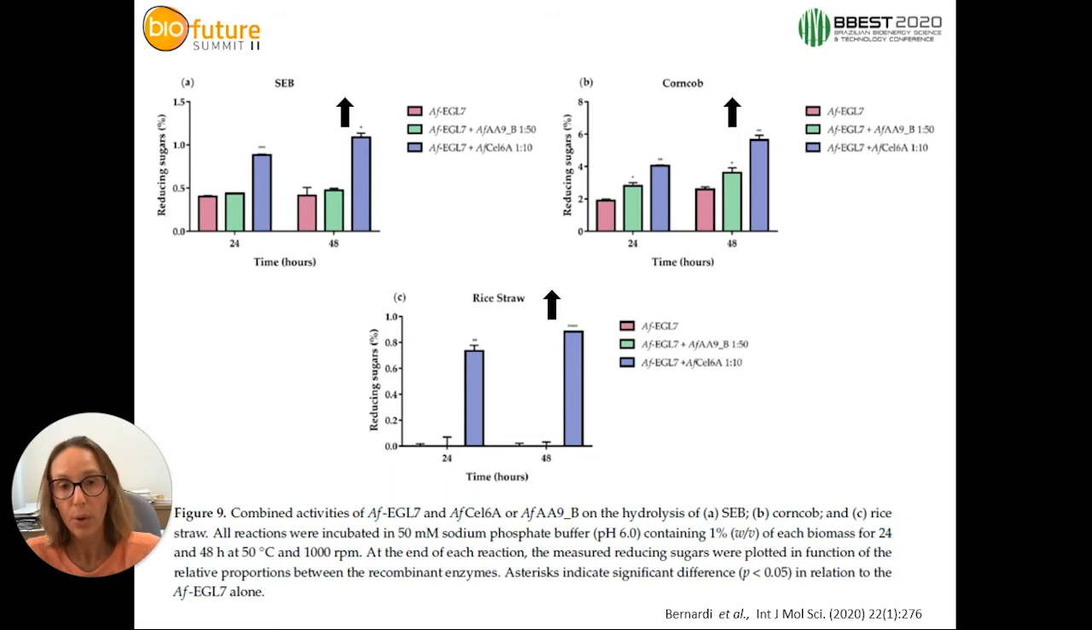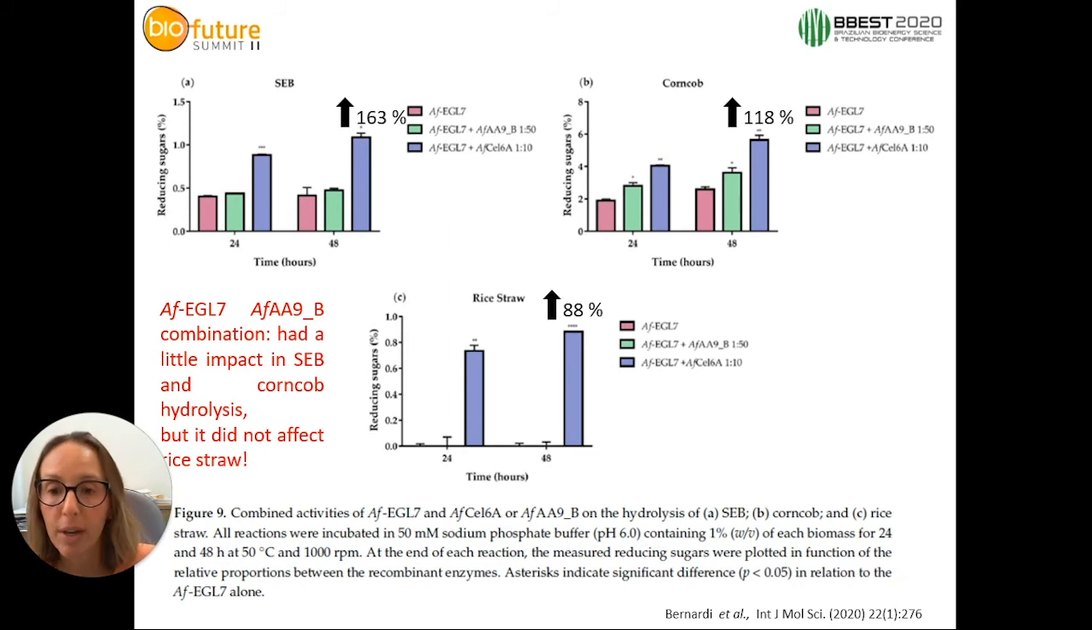And here, when we compare the association of the three enzymes in biomass, when comparing with the endoglucanase alone, we observed an increase in reducing sugar, in different proportions depending on the biomass. LPMO association had no effect or little impact on hydrolysis after 48 hours in the three substrates.